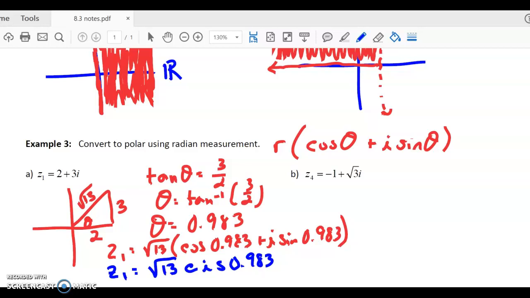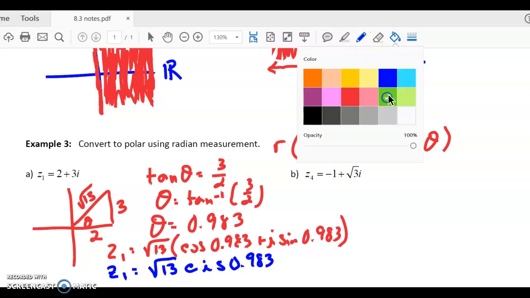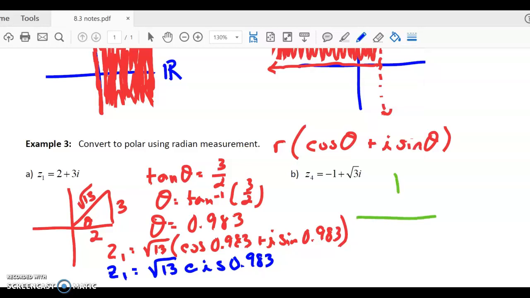Now I'd like you to try B. Go ahead and pause the video and see if you can figure out how to convert z to the fourth, or excuse me, z sub 4. So we want to graph -1, so over 1, and we want to go up square root of 3. So when we draw our triangle, we've got -1, square root of 3, and we have to figure out how to find what we thought of as r.